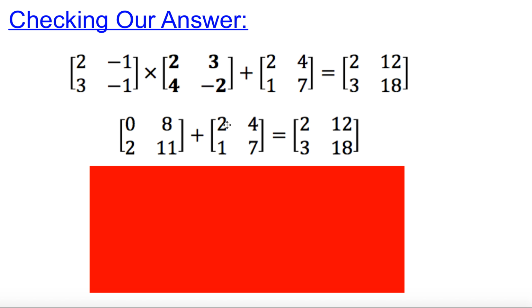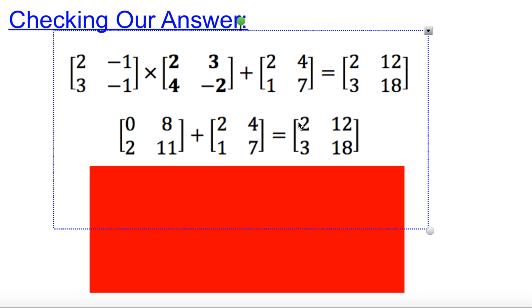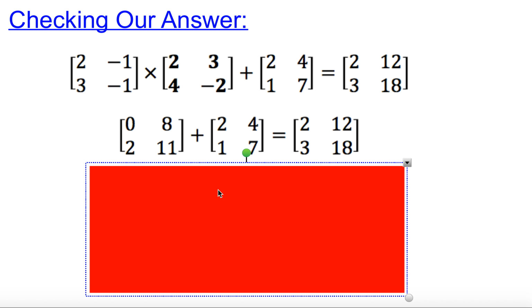Well, now let's add it to 2, 4, 1, and 7 and see if we get 2, 12, 3, and 18. 0 and 2 is going to give me 2. 2 and 1 will give me 3. 8 and 4 will give me 12. And 11 plus 7 is 18.